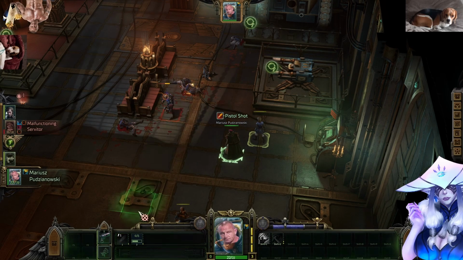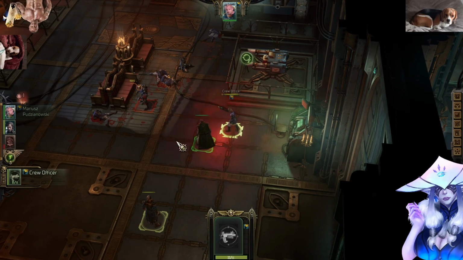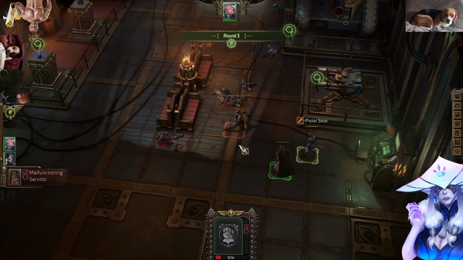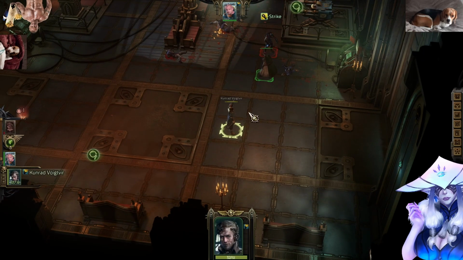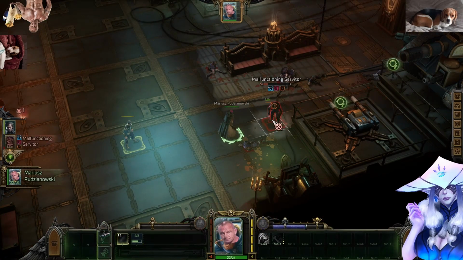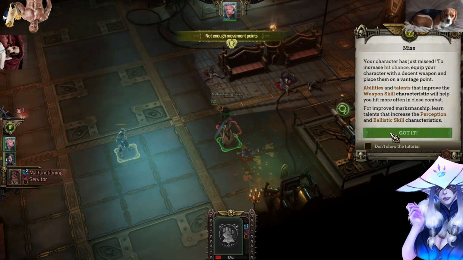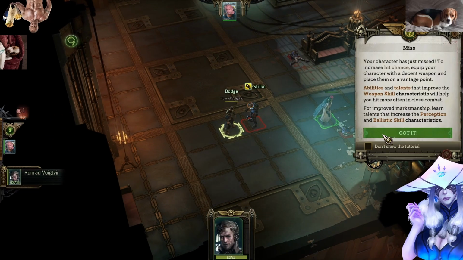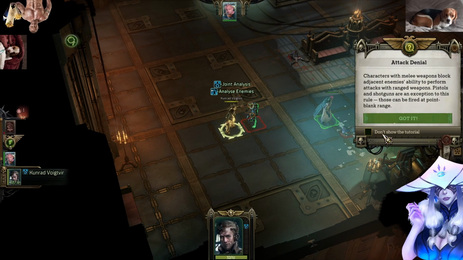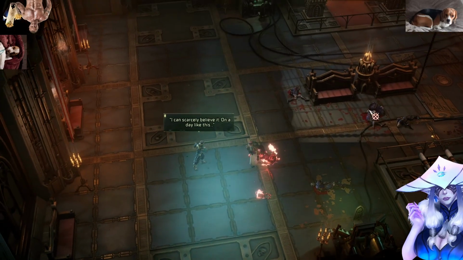Pew. Wait, you can miss as well? Nah. No. Can you stop analyzing the enemy and actually shoot? Suits my purposes. Miss. The character just missed. To increase hit chance, equip the character with a decent weapon and place them on a vantage point. A decent weapon improves the weapon's characteristics. Okay. Characters with a melee attack block it. Perform attacks with range. Okay.